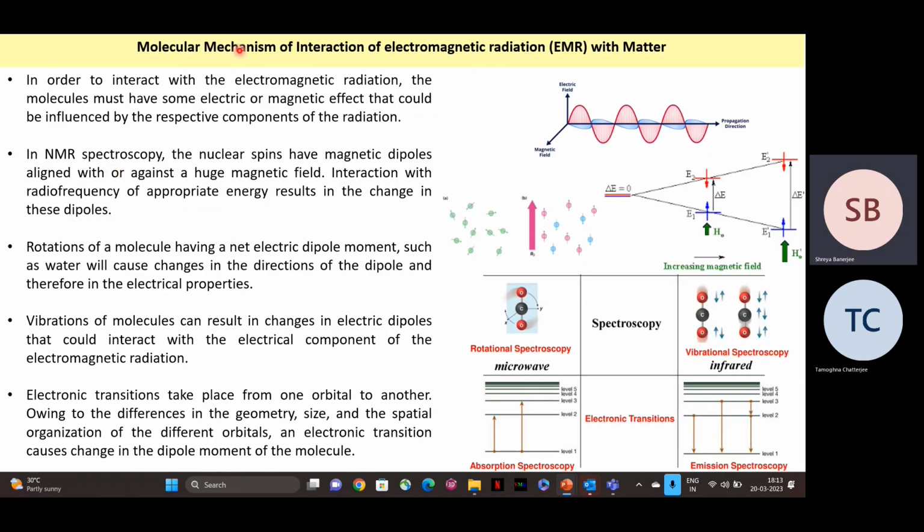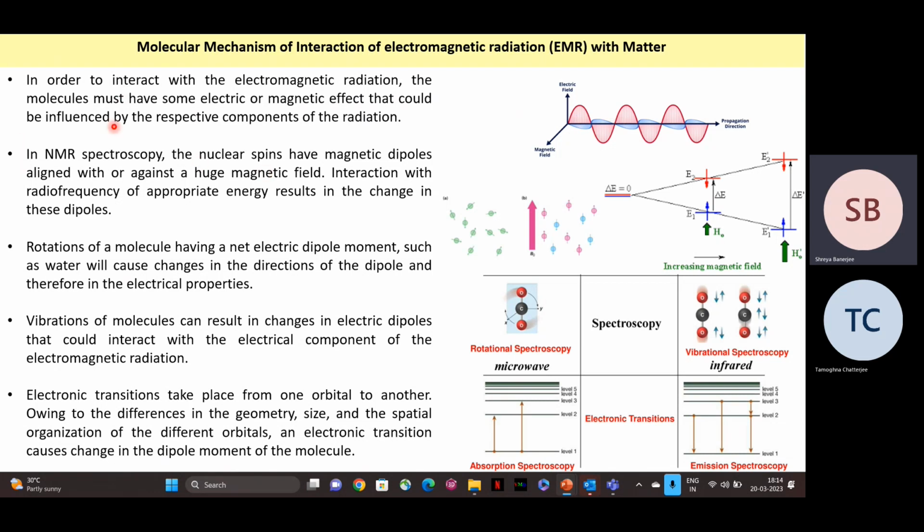So what is the mechanism by which molecules interact with this electromagnetic radiation? In order to interact with the electromagnetic radiation, the molecule must have some electric or magnetic effect that could be influenced by the respective components of the radiation. As we discussed, electromagnetic radiation has an electric field and a magnetic field which is perpendicular to the electric field. So to interact with the electromagnetic radiation, the molecule must have some effect on either the electric field or the magnetic field.